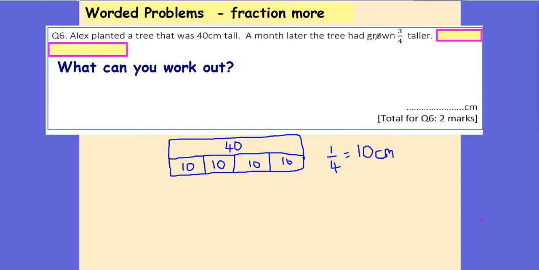What does it mention in the question? It talks about 3/4. Let's work out what 3/4 would be. Katie, what's 3/4? Cool, 30. That's something else to work out. Anything else we could have worked out? We could have worked out how tall it is now. It started the month at 40. It's now grown 3/4 taller. So nowadays, it's 40 plus the 3/4, the 30. It's now 70 centimetres tall.